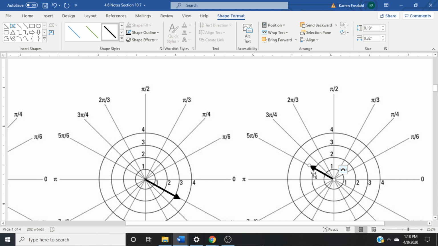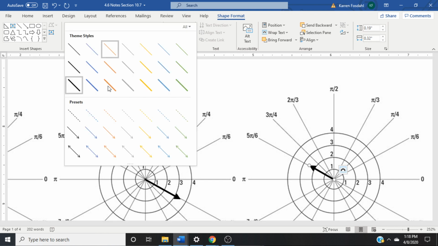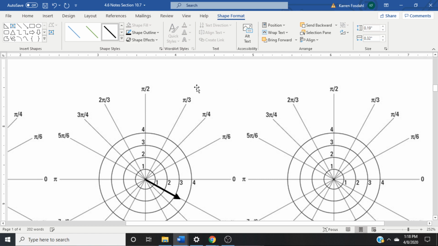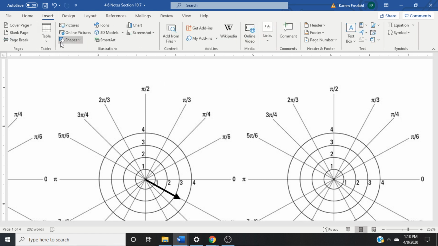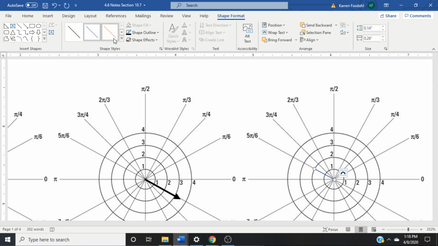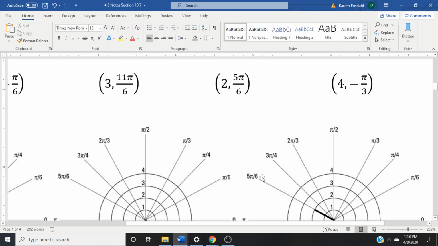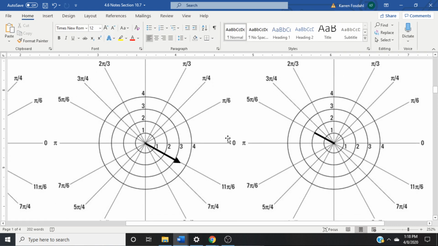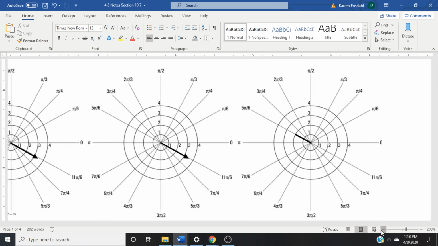You don't have to do the arrow. If I was to change this, I could insert a shape and do a line. There we go. You don't have to put the arrow. So that's graphing right there.